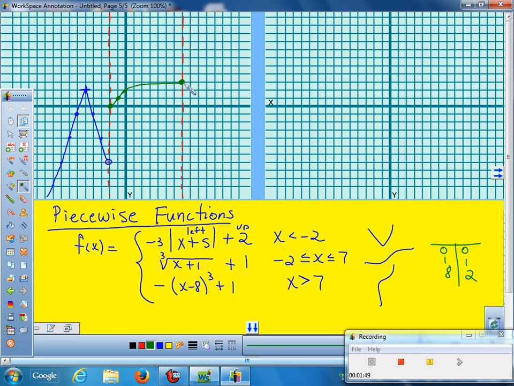Okay. So now, there's that piece. It stops. Notice, they don't have to connect. They can connect, but they don't have to connect. There's not a requirement that they connect here. You just can't have two closed.